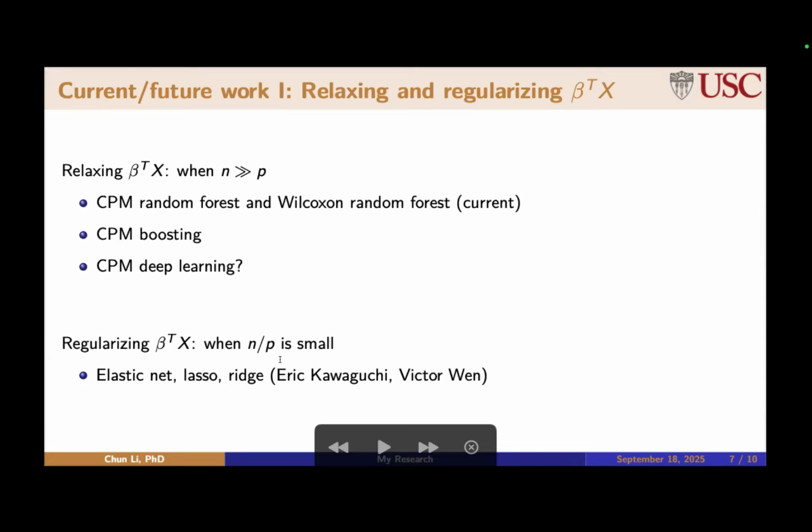Another direction is the situation where your sample size is not very big, like traditional statistics, but you often have many covariates, like dozens or even hundreds of covariates. In this case, you cannot throw all the variables into your model because your model is going to be unstable. So oftentimes we want to regularize, like elastic net or lasso ridge regression. Currently, Victor and Eric are working with me to implement algorithms for this one.